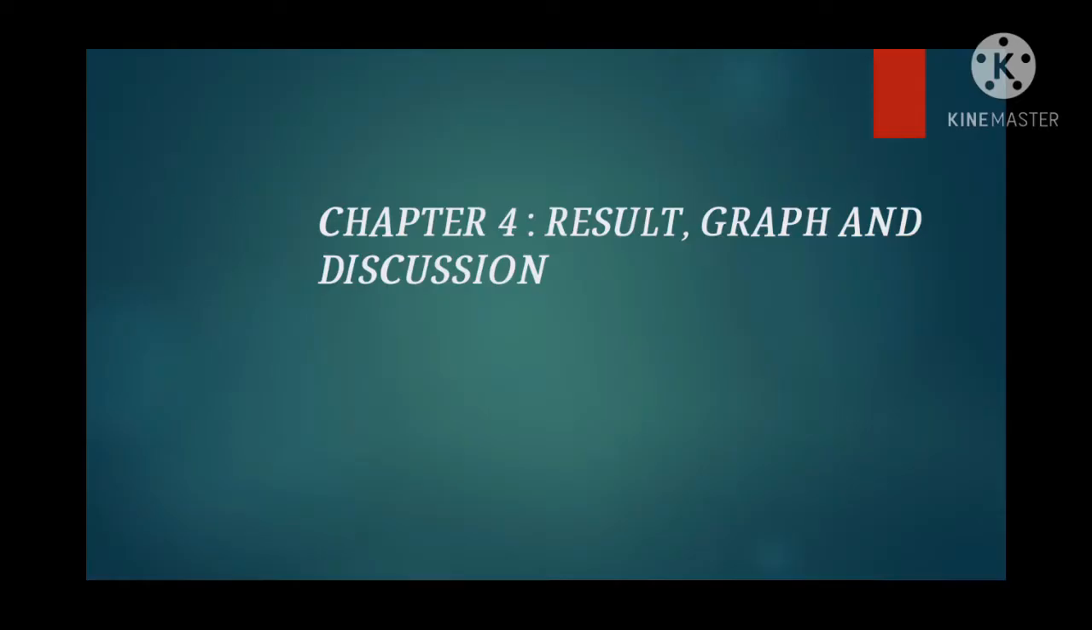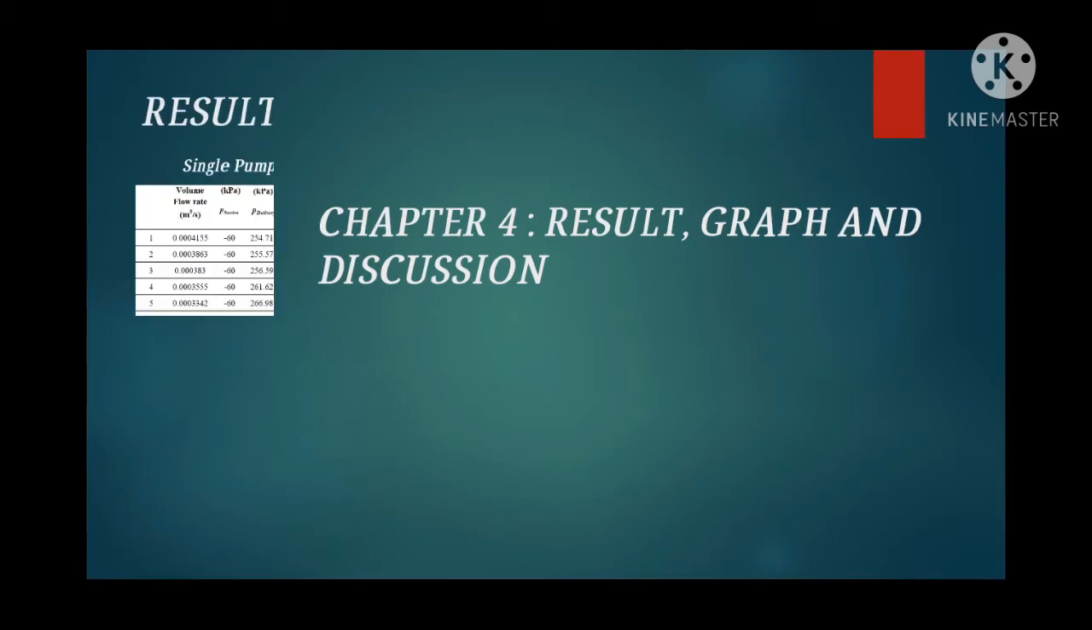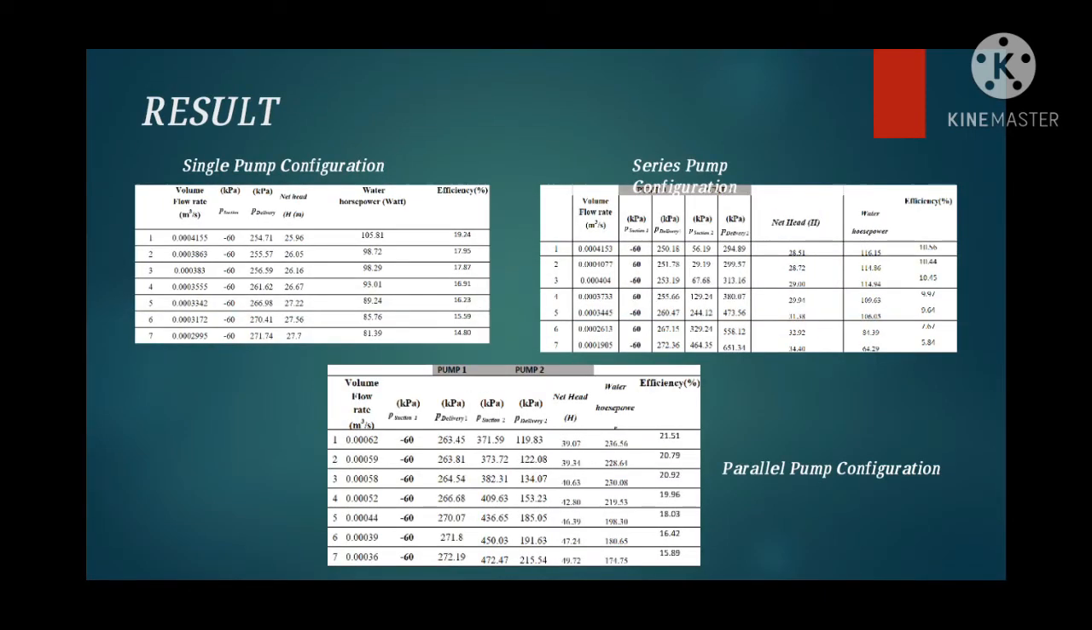So next we go on to chapter 4, which is result graph and discussion. This is the result for the three configurations. For the first one is the single pump configuration, which we can see at the left side. For the right side is the series pump configuration, and the last one is the result for parallel pump configuration.